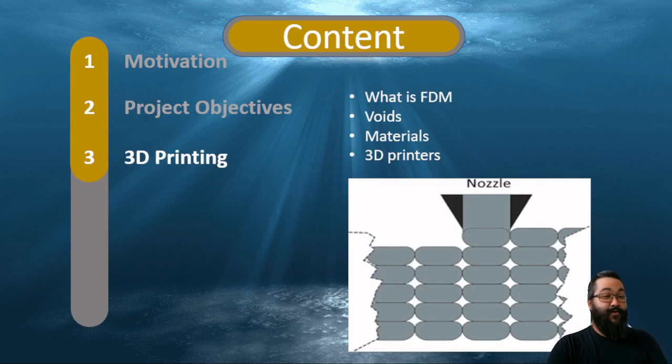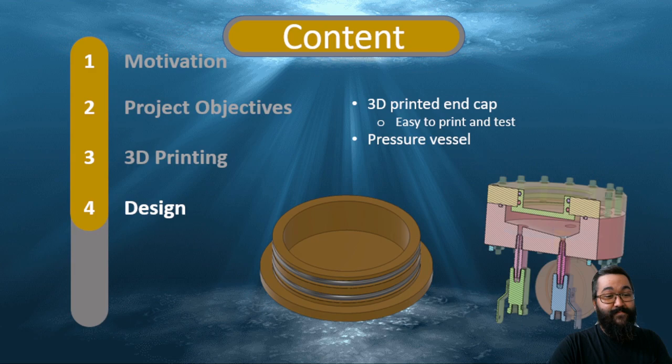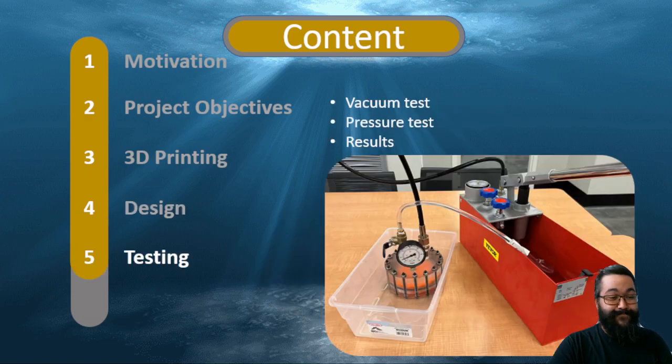Then we're going to talk about 3D printing. So that's going to contain what is FDM, what are the voids within prints, the materials that are typically used for printing, and 3D printers. The design process is going to cover printing the 3D printed end cap, on how easy it was to print and for testing purposes, and then actually creating and designing the pressure vessel.